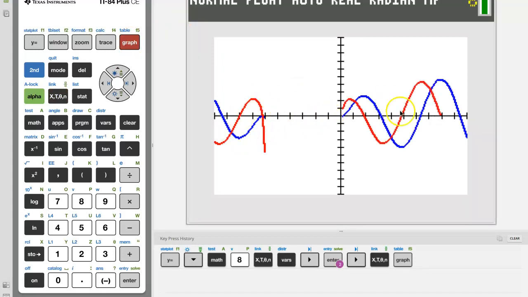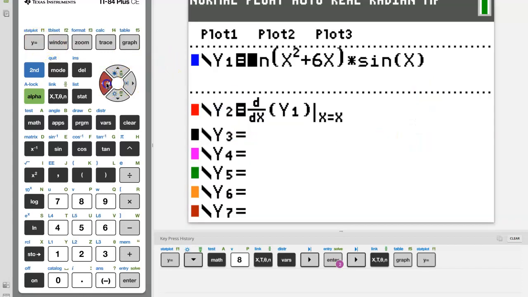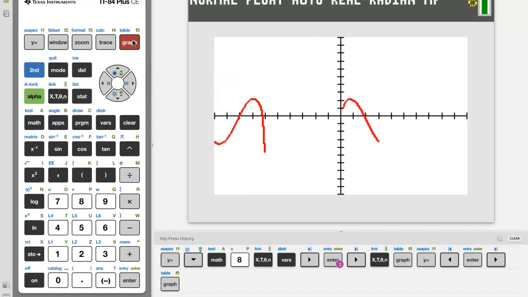Again, it doesn't exist for some values, and I have the derivative here. When you're trying to analyze the derivative, it's not normally helpful to have the original function there, so we can turn the original function off by going back to Y=, scrolling over to the equal sign, and hitting enter. So the equal sign is not highlighted. It's not going to graph it, so now I just have my derivative.